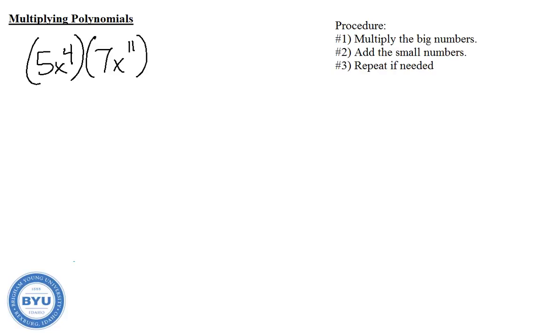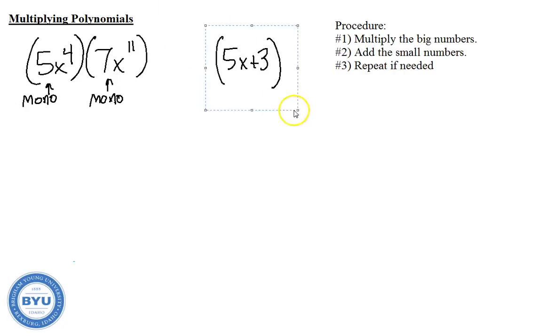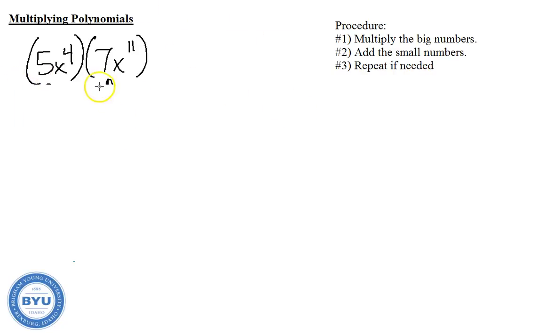To start with this, let's discuss multiplying monomials first. Notice that here we have a monomial, and here is also a monomial. We know that because there's no addition or subtraction signs inside. If we had something like 5x plus 3, that's a binomial, and so on. But let's multiply monomials first.